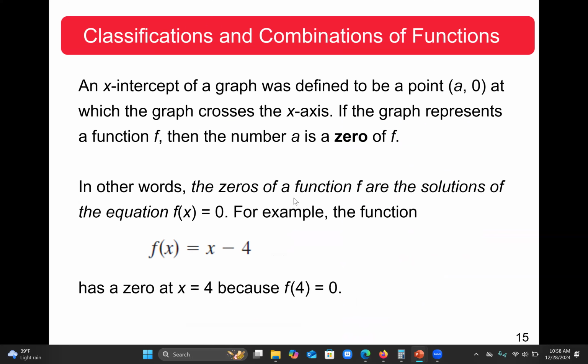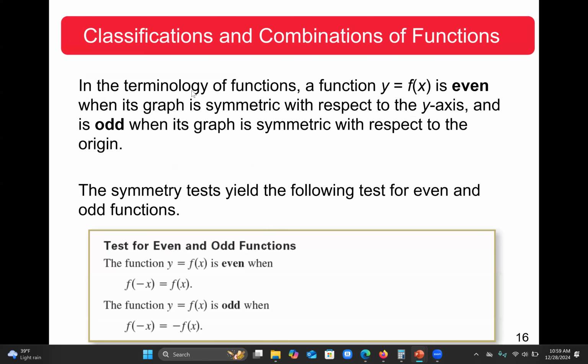So in other words, the zeros of a function f are the solutions of the equation f at x equal to 0. So for example, f at x equal to x minus 4, we can say it has a zero at x equal to 4, because if I say x minus 4 equal to 0, x will give me plus 4. So that's the whole concept, and we will see an example soon.